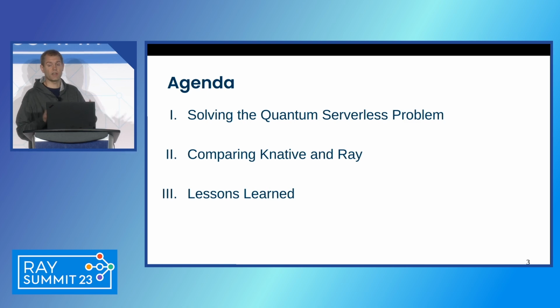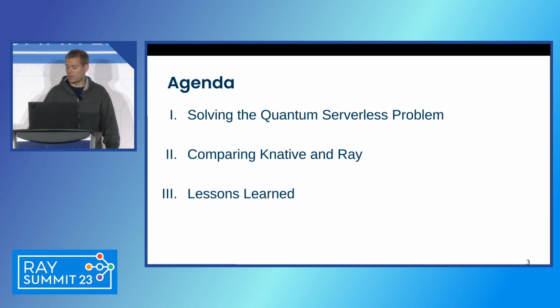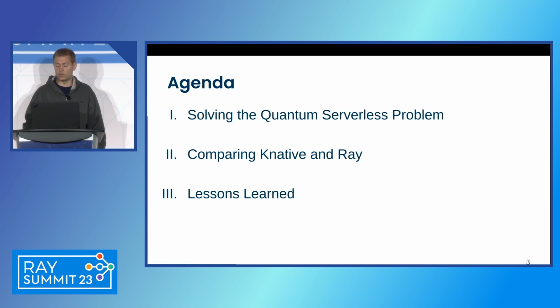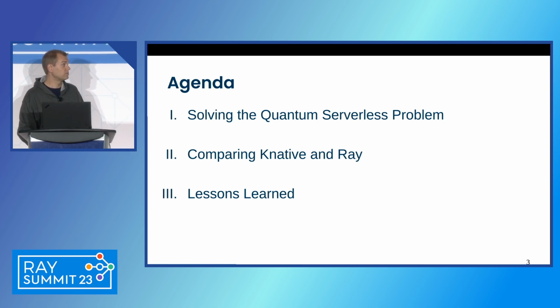The first thing we'll do is talk about what that quantum serverless problem is, the thing we're trying to build. Then we'll look at two different ways of building it, one using Knative, one using Ray. And at the end, we'll look at some lessons learned and some things for further discussion.